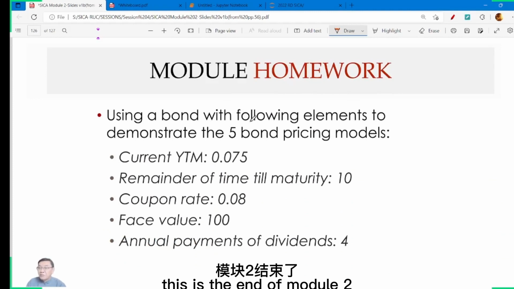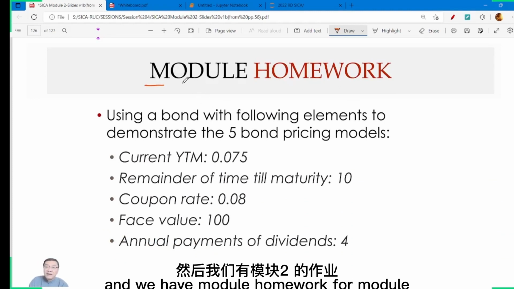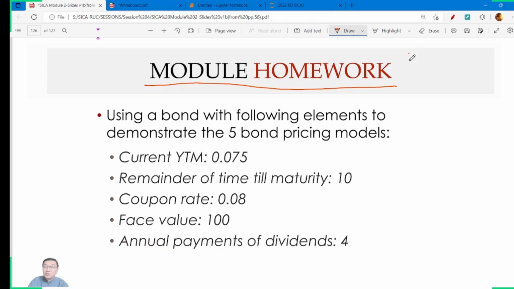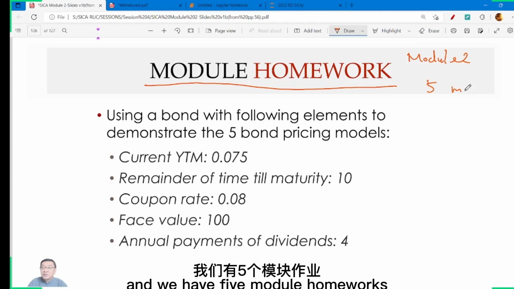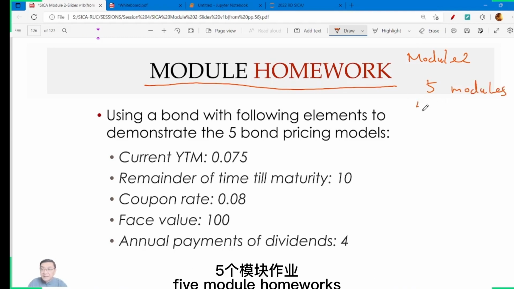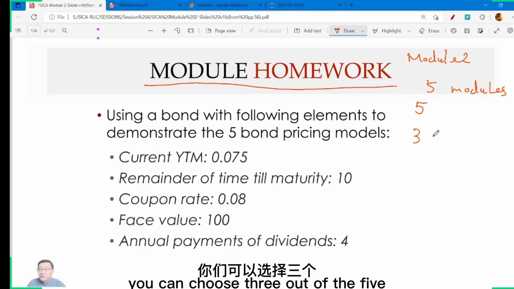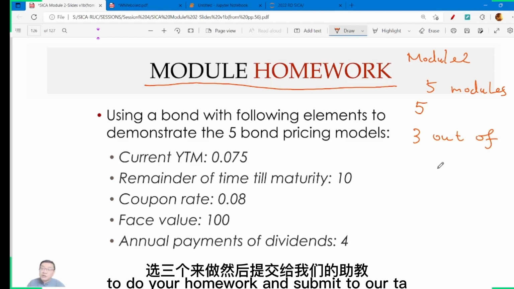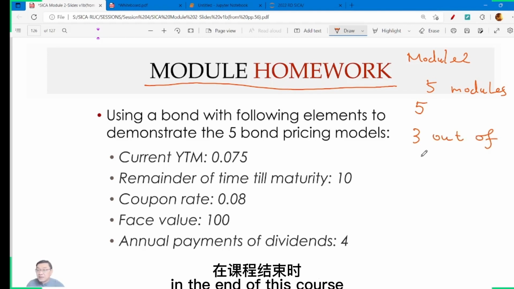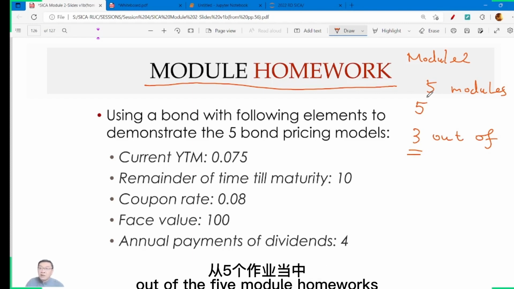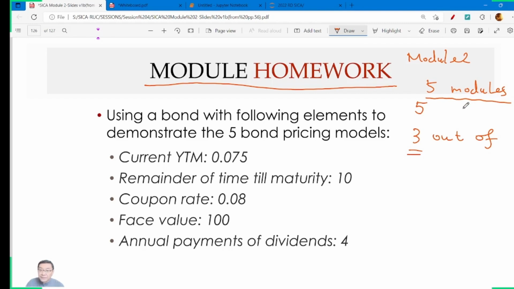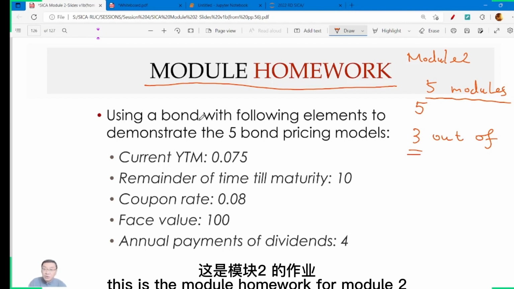This is the end of Module 2, and we have a module homework for Module 2. Altogether, we have 5 modules in this course, and we have 5 module homeworks. You can choose 3 out of the 5 to do your homework and submit to our TA at the end of this course. So you just need to submit 3 homeworks. You can choose 3 homeworks out of the 5 module homeworks. This is the module homework for Module 2.